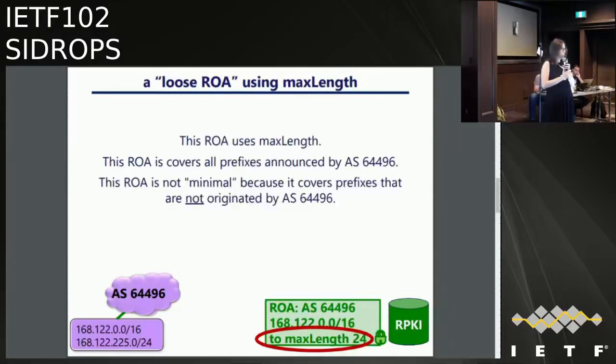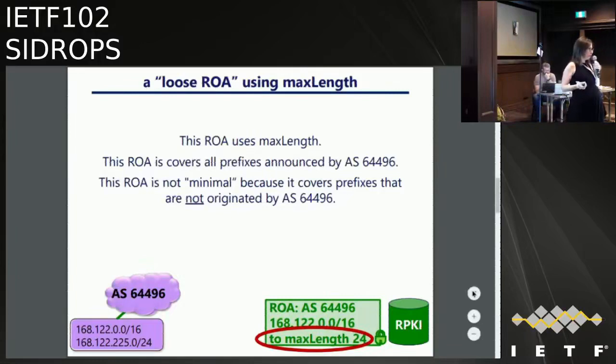Now, for the AS that we have here, this ROA authorizes all the prefixes announced by this AS. The /24 here is contained in this ROA, because this ROA authorizes every subprefix up to length 24. So that's fine. We won't have any routes going invalid that shouldn't, which is great. The downside is this ROA is loose. It contains many prefixes that are never going to be announced by our AS.